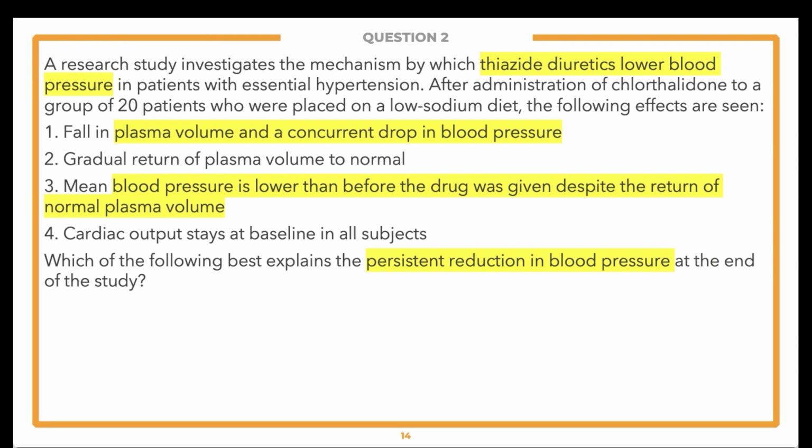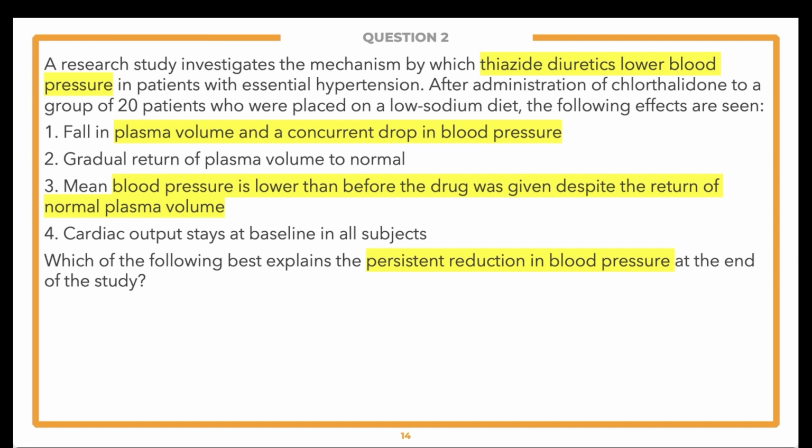Okay, let's look at the lead-in. That's the most important thing. The persistent reduction in blood pressure. So what is explaining that? Why is the blood pressure staying persistently low? We're looking at mechanisms of thiazides and how they lower blood pressure. They give a bunch of patients chlorthalidone and a low-sodium diet. Sure, that's a study. We don't care about how many people are in the study. We don't care about all that stuff.